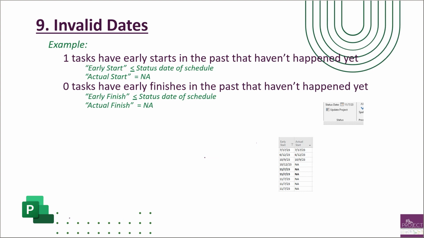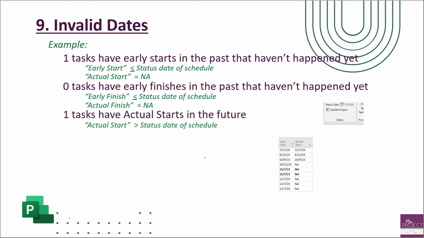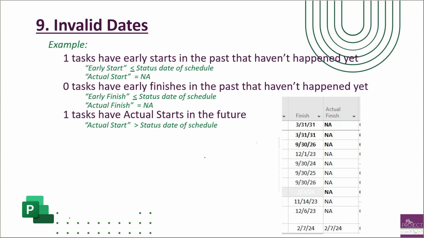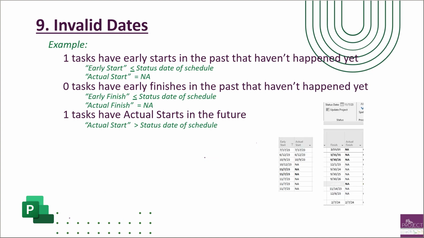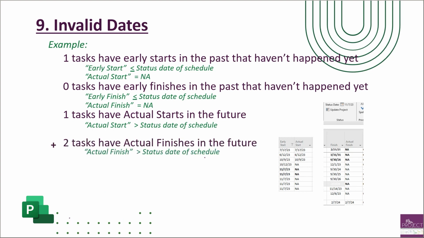The next part is looking at the tasks that have actual starts that are in the future. An example of this is looking at that 2/7. There is a task down there from February 7th, but our status date is November 7th of 23. So that's 3 months out in the future. That's our one task that we're going to calculate. Then the other is having actual finishes that are in the future. Your actual finish has to be greater than the status date of the schedule. So in this example, we have 2.